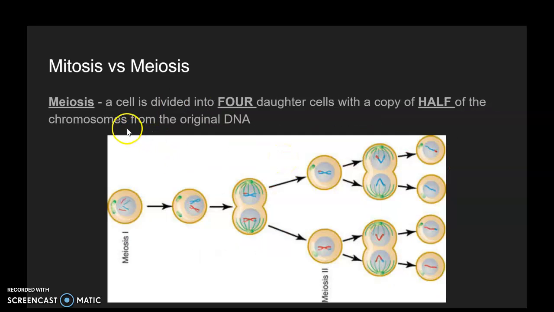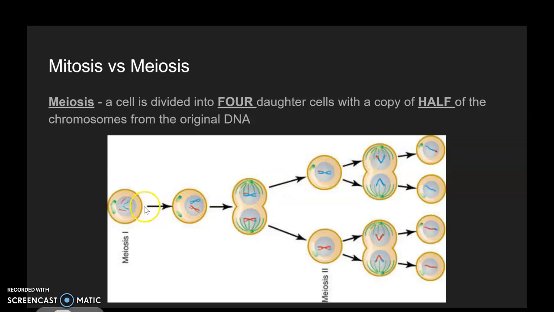Now, meiosis, on the other hand, is where a cell is divided into 4 daughter cells instead of 2, each with a copy of half of the chromosomes from the original DNA, and it's mixed each time.